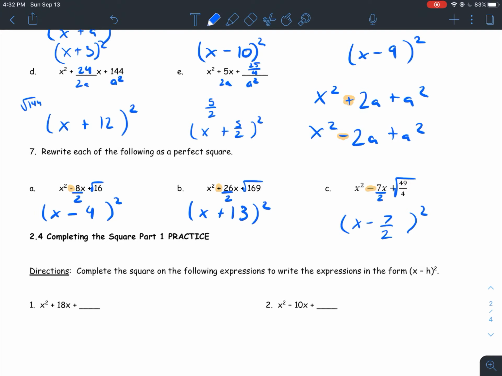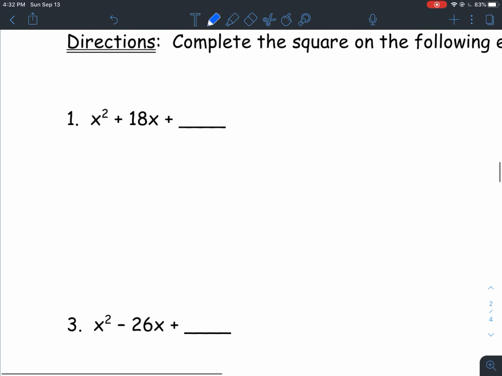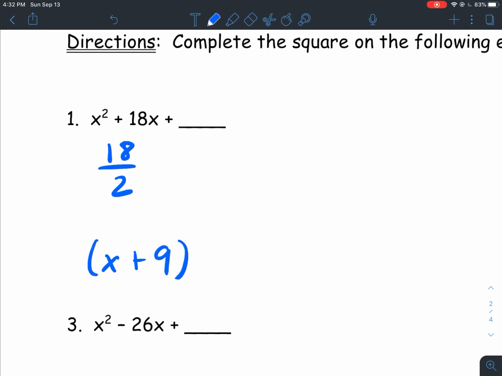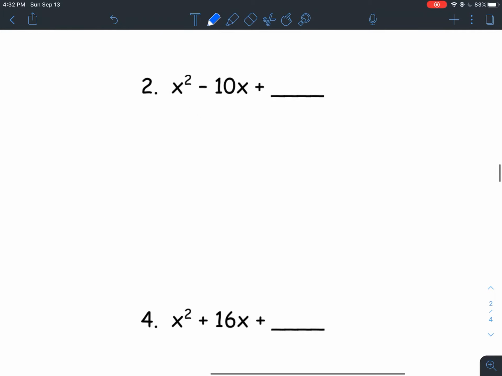So hopefully you're kind of at this point picking up on the pattern, all right? So for these, I'm going to show you the problem, and then I want you to try these on your own to find the missing part, all right? So looking at this, we have to figure out the missing part. It would be 18 divided by 2. That's going to give us our 9. So then our missing part would be 81, because that's our a squared.